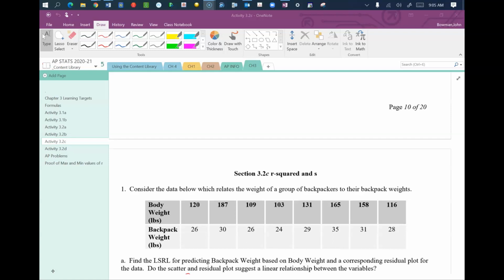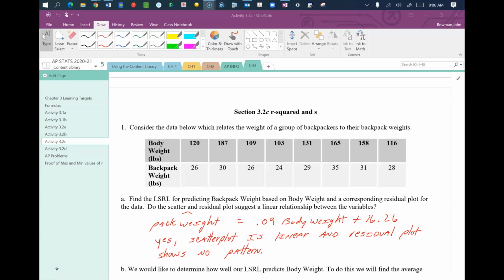To start out this activity, we are looking at body weights in pounds versus backpack weight of a small group of individuals. Pause the video and find the least squares regression line for predicting backpack weight based on body weight. Body weight is the explanatory variable and backpack weight is the response variable. What you should have found is that predicted backpack weight is approximately 0.09 times body weight plus 16.26.